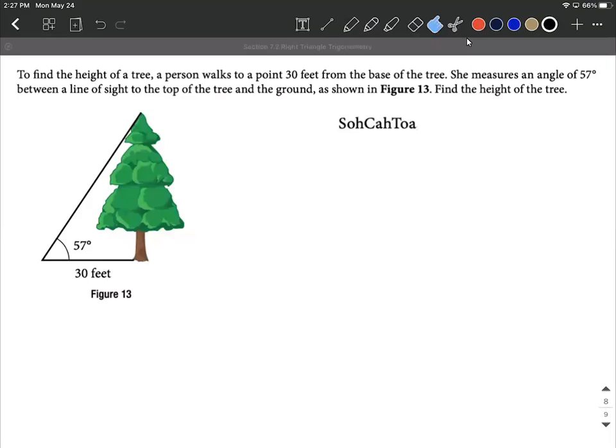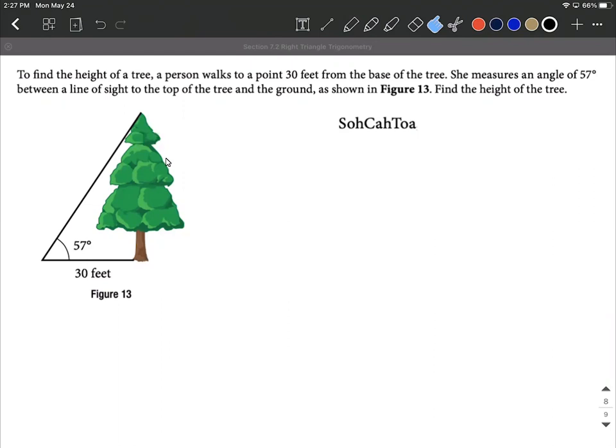Right triangle application problem. In this one, a person is trying to measure the height of this tree. So they've walked 30 feet away from the base of the tree. Then they measured this angle of elevation going from the ground up to the top of the tree. They measured that to be 57 degrees. And our goal is to find the height of this tree.